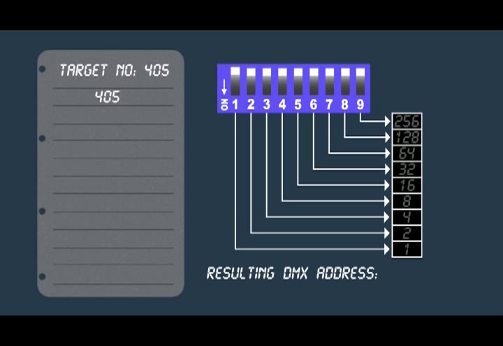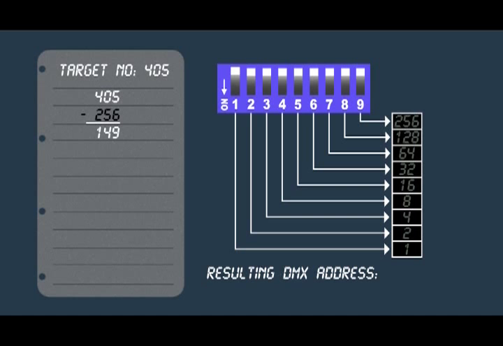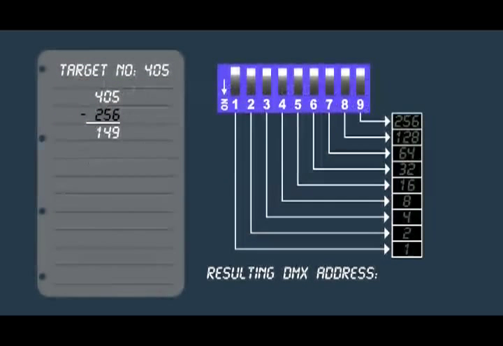Let's start by writing down the figure 405. Look at the figures below. Pick the largest number equal to or smaller than our figure 405, in this case 256. Subtract that from 405. The remainder is 149. Now pick the largest number equal to or smaller than 149, which is 128. Subtract this from 149. This gives the remainder 21.